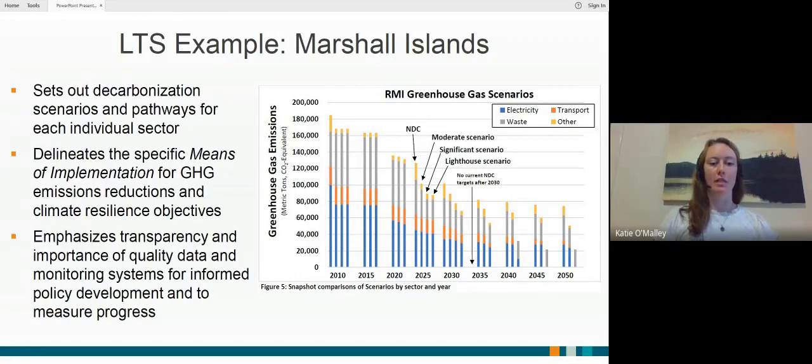So overall, this LTS prioritizes transparency with this type of data visualization and the importance of data quality and monitoring systems for informed policy development and to measure progress. And we'll talk a little bit more about transparency next, actually.